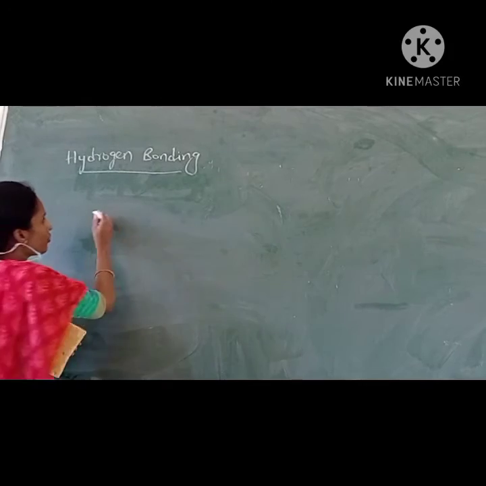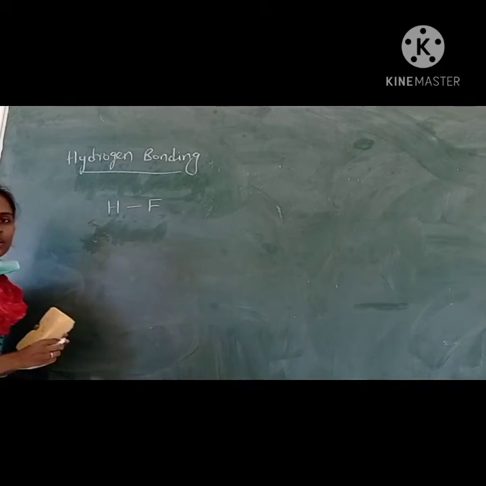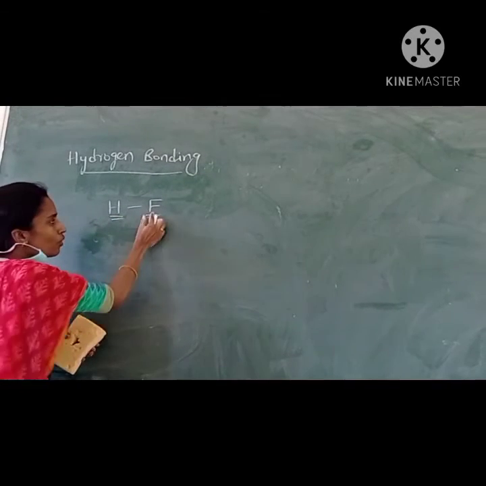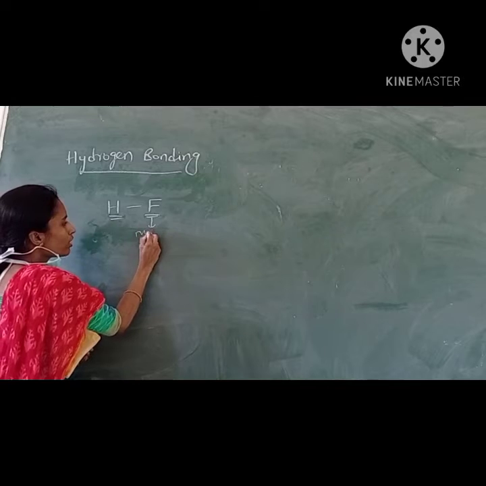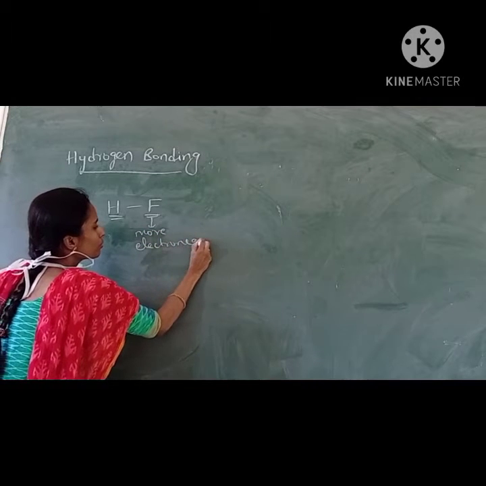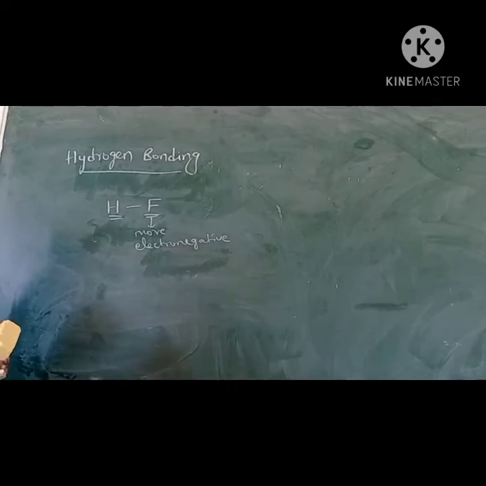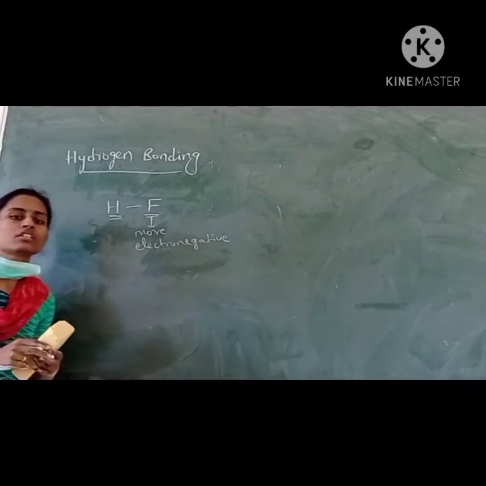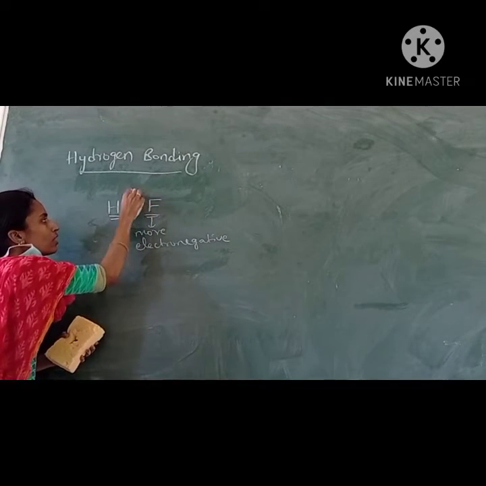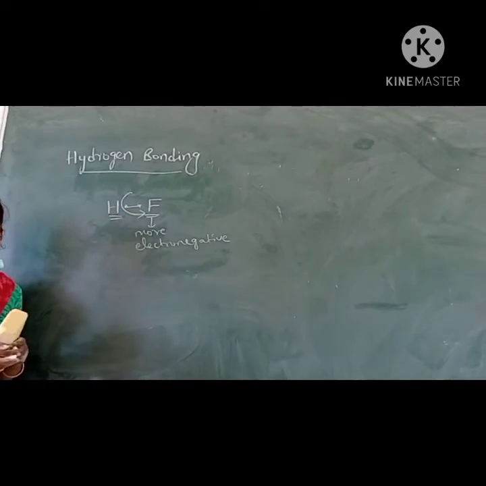Suppose you take hydrogen fluoride. Here hydrogen is bonded with fluorine, and fluorine is more electronegative. We have already seen that halogens are more electronegative elements. More electronegative means they have the tendency to pull the electron cloud towards themselves. This is called the electronegativity phenomenon.